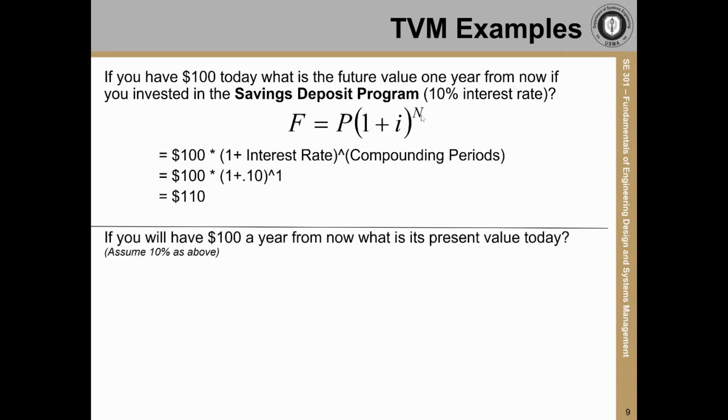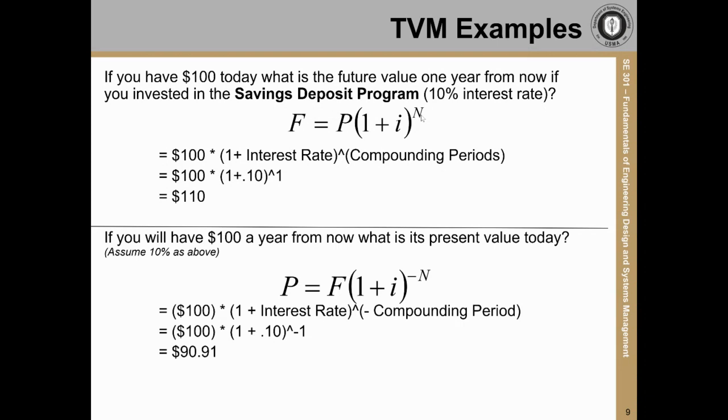If you will have $100 a year from now, what is its present value today? Assuming 10% again, we use the other equation: present equals future times 1 plus i to the negative n. And we get that $100 a year from now is the equivalent of $90.91 today.